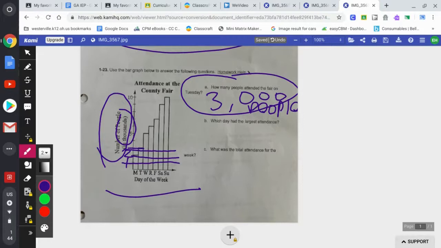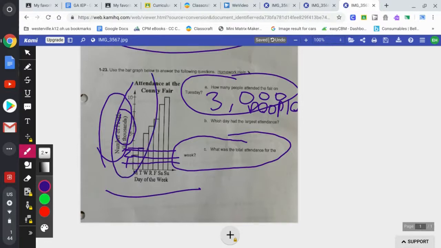Which day had the largest attendance? Look at your bar graph. Where is it the highest? Then what was the total attendance? You're going to have to add up Mondays, Tuesdays, Wednesdays, Thursdays, Fridays, Saturdays, and Sundays. You don't need to add them up like the thousands. You can add up your single digits and then add the thousands after. That might help you out and save you lots of place value.